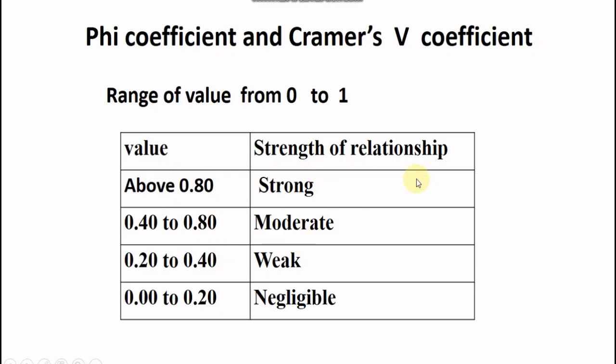This is the strength of relationship. If we get above 0.8, that is a strong relationship between these two variables, that is gender and online food apps. Like this, 0.4 to 0.8 means a moderate relationship. If we get less than 0.4, that is a weak relationship.